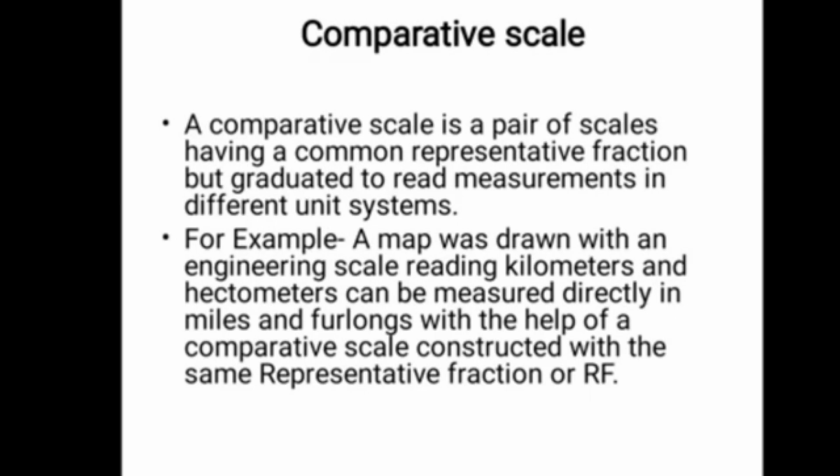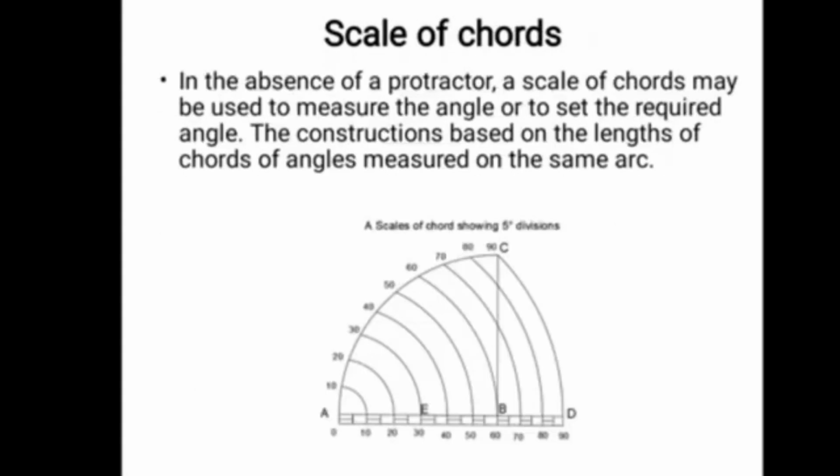With the comparative scale, the different dimensions in a map can be measured in parallel, both kilometers and hectometers, using the representative fraction, like miles and furlongs. Scale of chords is basically used where we want to find an angle and don't have a protractor. Using the scale of chords you can measure or set any angle.